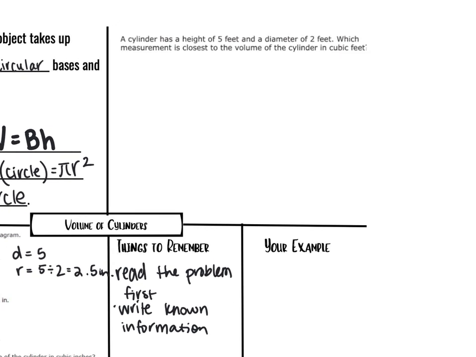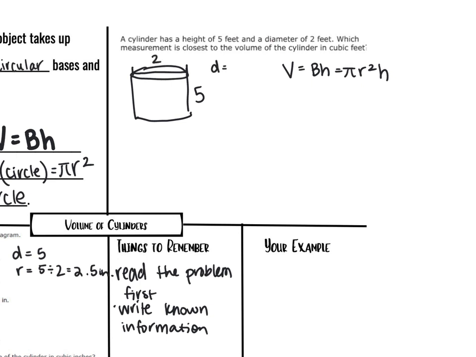Another problem, a cylinder has a height of 5 feet and a diameter of 2 feet. Which measurement is closest to the volume of the cylinder in cubic feet? So again, write my formula, big B times H, which is pi r squared times H. I'll draw my cylinder. So it has a height of 5 feet, and the diameter, which is all the way across, is 2.